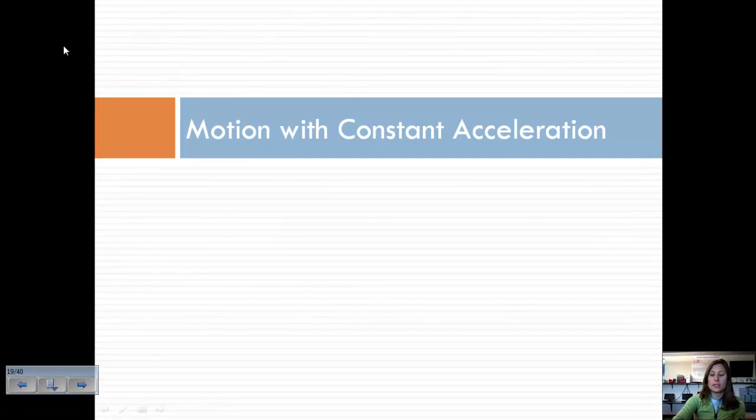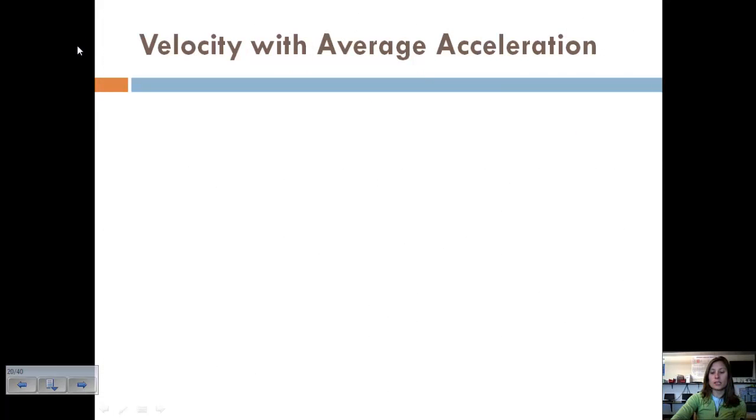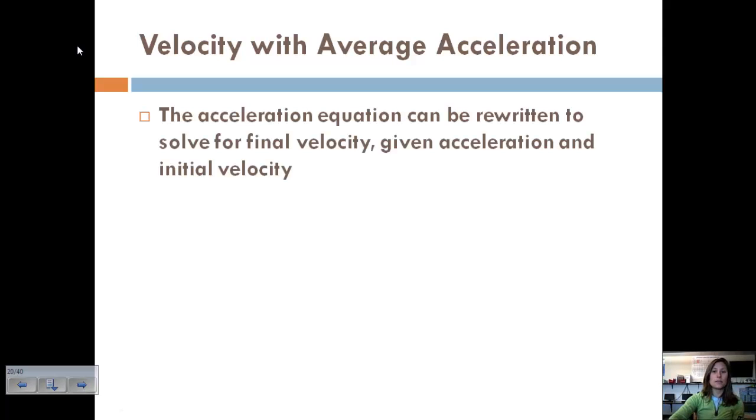Alright, welcome back. We are going to continue with our chapter on acceleration, and now we're going to move on to section 2, looking at motion with constant acceleration. So we kind of already talked a little bit about acceleration, that it's the change in velocity over change in time, and now we're going to look at constant acceleration.